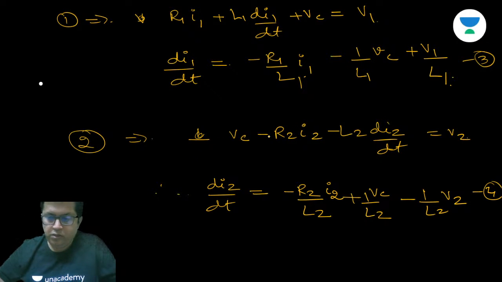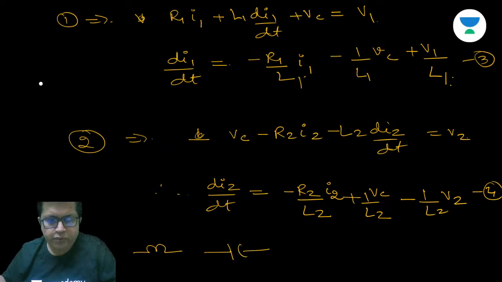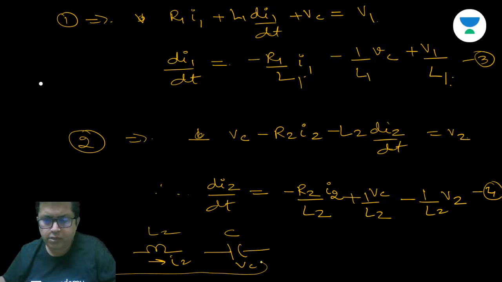Okay. So here there are two inductors, one capacitor. Current through one inductor is I1. Current through the other inductor is I2. Voltage across the capacitor is VC. So these three are state variables. One current, second current, and then there is a third equation that is for VC.